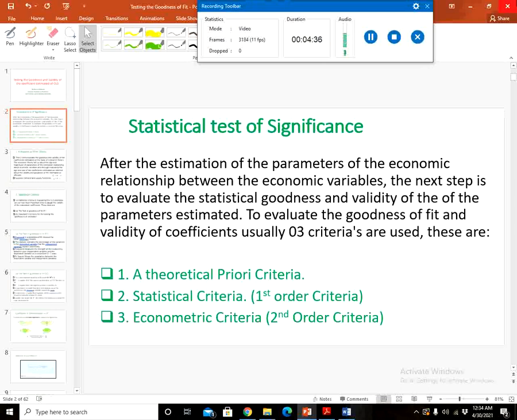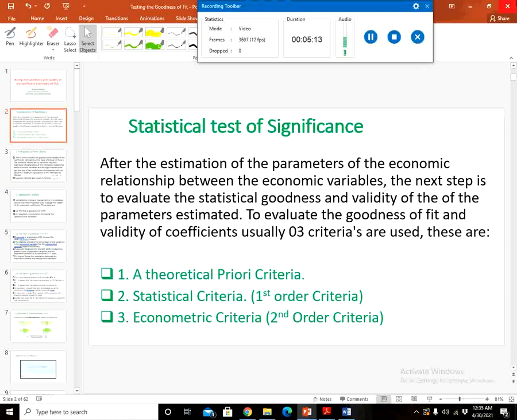There are 3 criteria that we use to evaluate the estimated econometric model, or the coefficients that we have estimated through the OLS method. These 3 are: number 1, theoretical a priori criteria; number 2, statistical criteria; number 3, econometric criteria. These are the three criteria that we use to evaluate any econometric model.